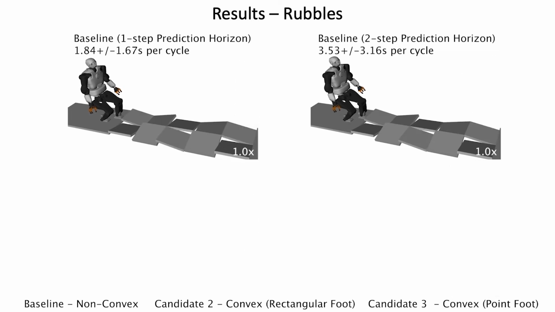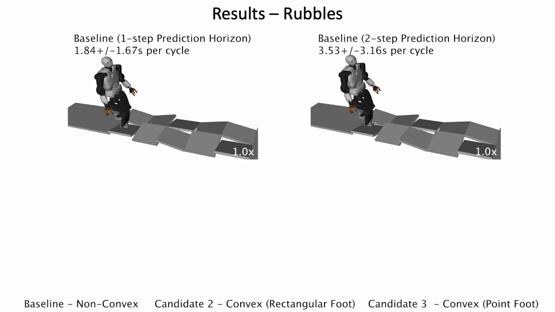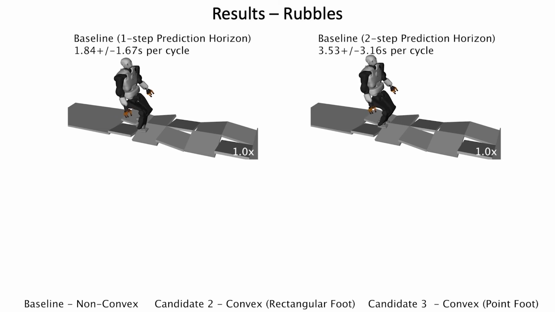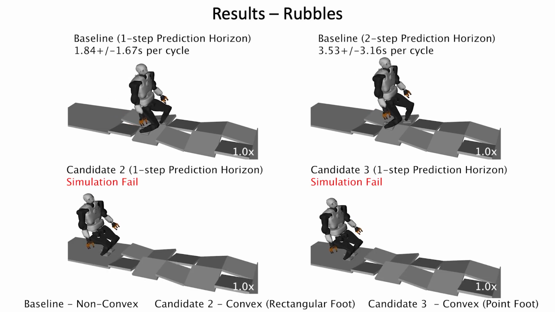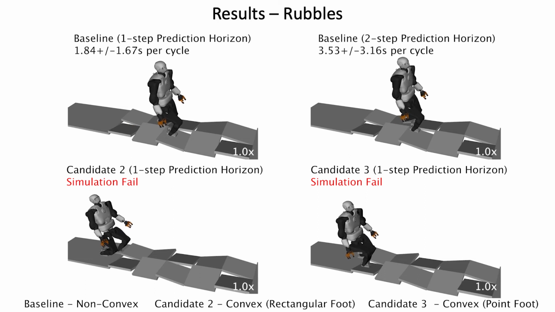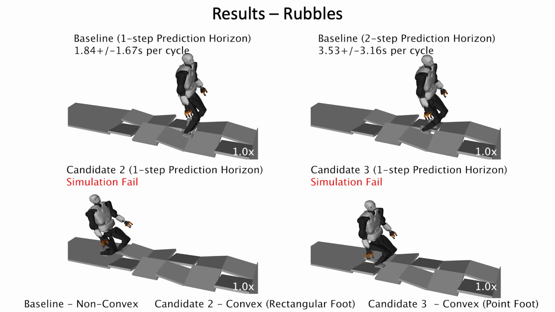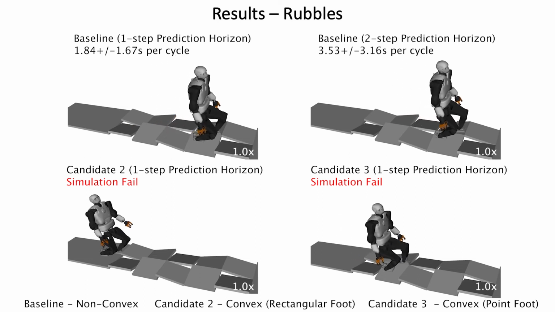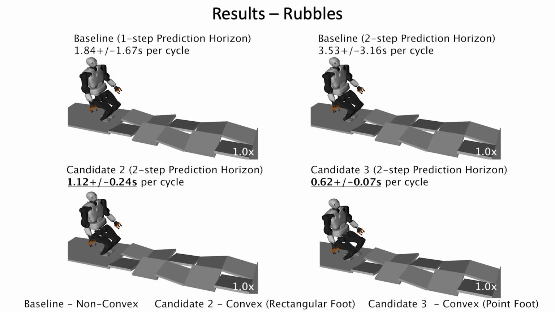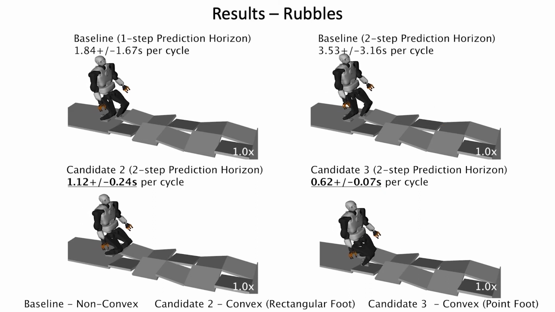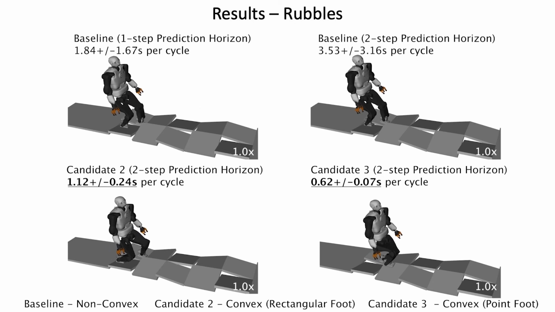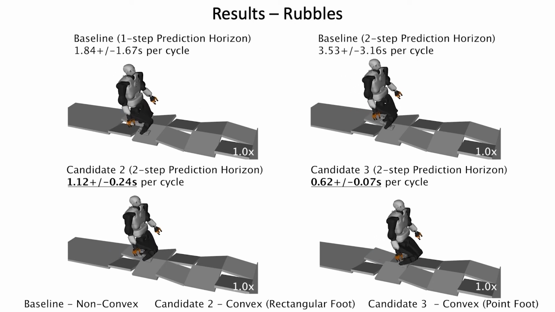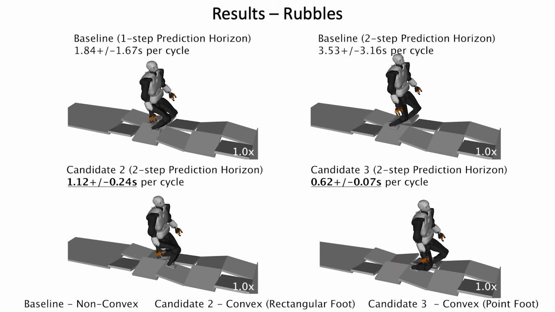Next, we present the results for Rubbles. The baseline succeeds, but with extensively large computation time. With one step look-ahead in the prediction horizon, candidate 2 and 3 cannot generate trajectories that can be tracked by our whole-body inverse dynamics controller. However, candidate 2 and 3 with 2 steps look-ahead in the prediction horizon generate trackable trajectories in a fraction of the computation time of the baseline.